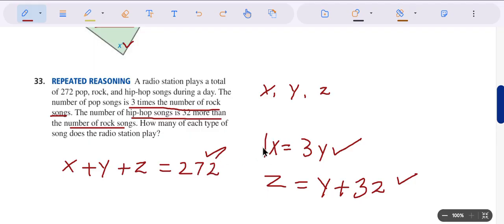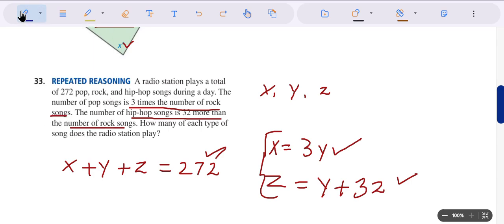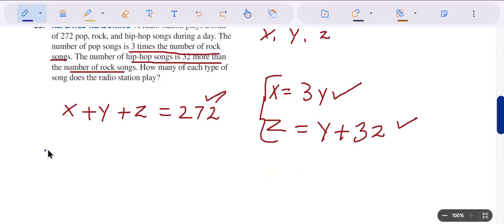So already we got two equations, so we can use substitution. x as 3y and z as y plus 32. So those values we can write. Substitute: x as 3y, y as y itself, and z as y plus 32. That is equal to 272.